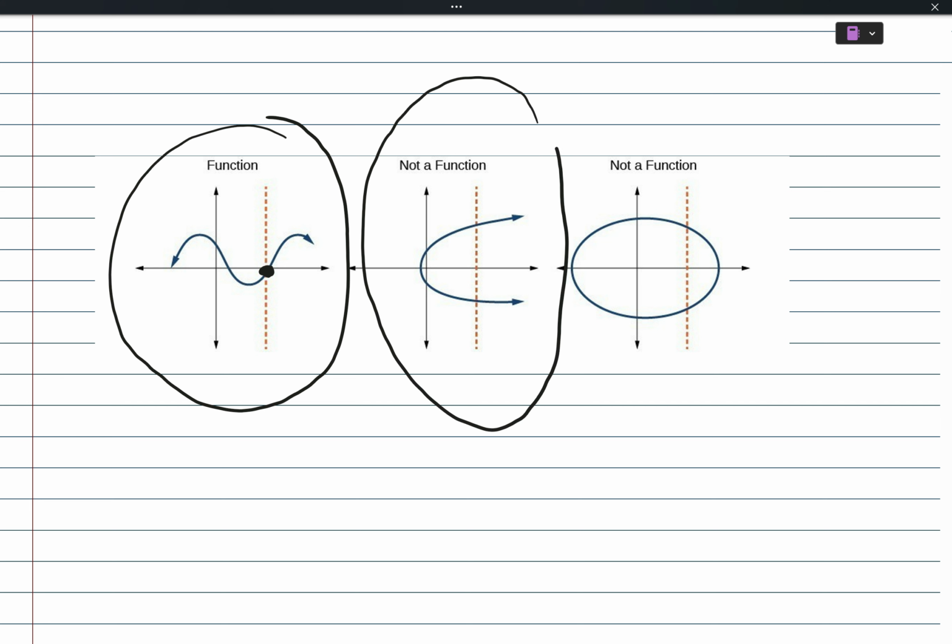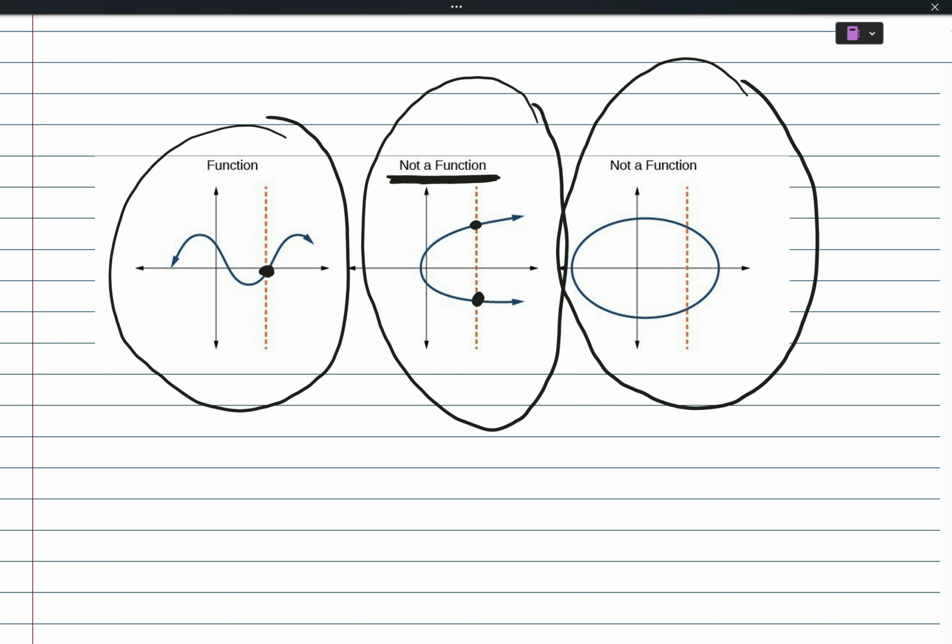In the second example, we have this shape. It looks like a parabola turned on its side, we could say. Let's say you draw this vertical line. Well, the vertical line is represented with the dotted line, and it crosses your graph more than once. So therefore, it is not a function, right? And then we look at the third one. We have this oval shaped figure, and then we have the vertical line drawn, and it crosses your graph more than once. So it's not a function.